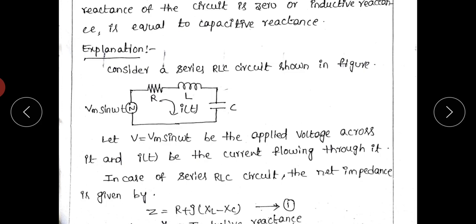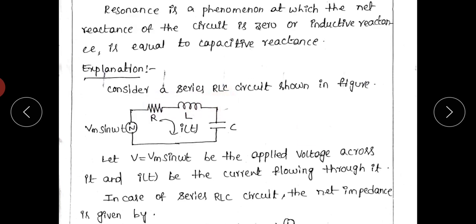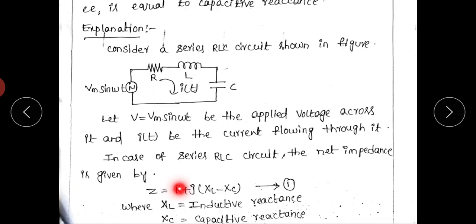In the case of an RLC circuit, the net impedance Z equals R plus j into XL minus XC. Here R is resistance, L is inductance, XL is inductive reactance, C is capacitance and XC is capacitive reactance. So for the series RLC circuit, the impedance Z equals R plus j into XL minus XC, equation number 1.